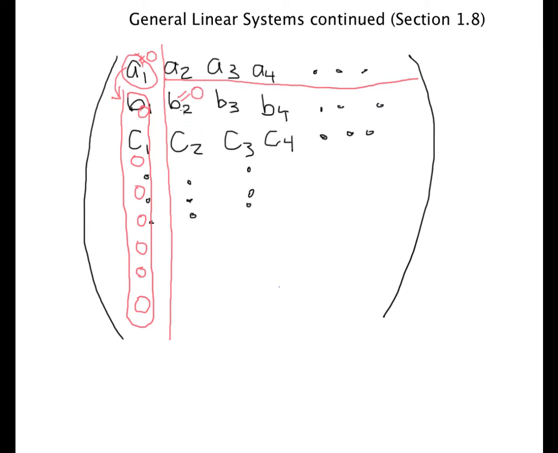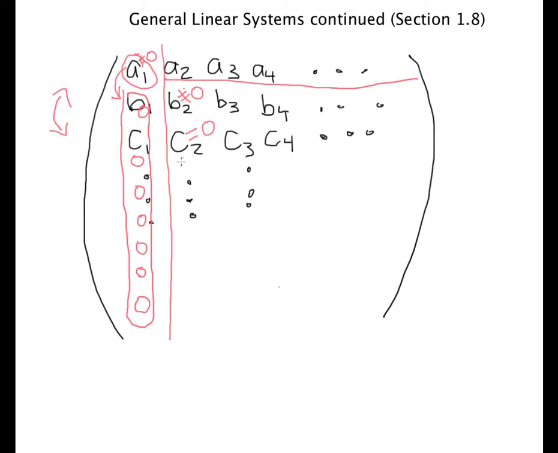So let's say, for example, that B2 was equal to 0. Well, you would have liked to have used it to kill everything below it, but you can't because it's 0. So a typical situation would be if B2 was 0 and C2 was not 0. When that's the case, what you do is you switch these two rows. And again, in the first column, these are all zeros, so you don't mess anything up there. And after switching these two rows, you can go back and assume that B2 is not 0, and it's C2 which is 0.